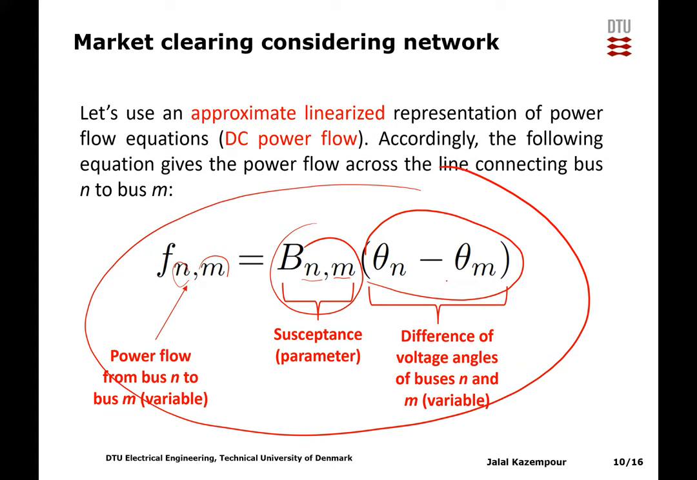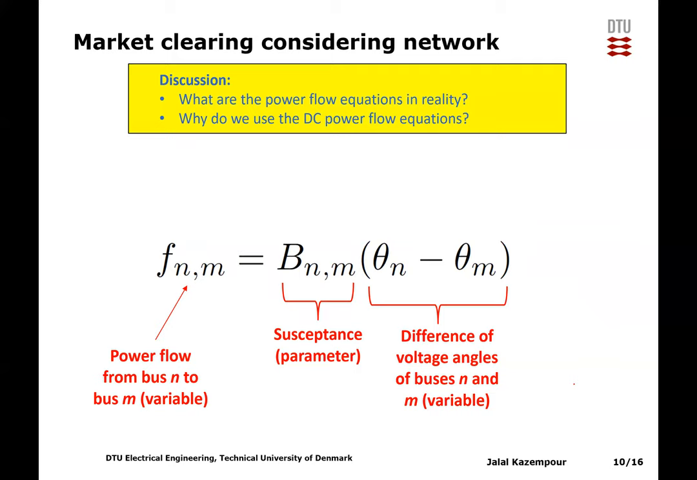And this equation is linear and it's convex. So I already answered the first question. In reality, the power flow equations are based on AC power flow equations, they are nonlinear and non-convex. And why do we use the DC power flow equation? To make the problem convex, or to keep the market clearing problem convex.